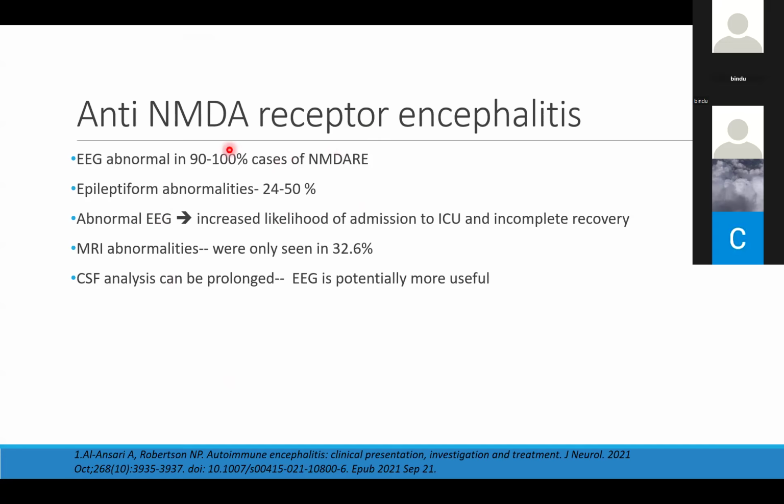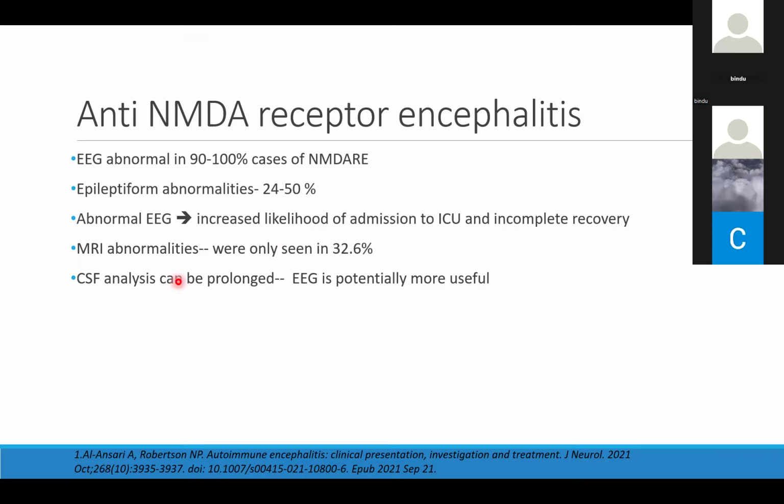And EEG is abnormal in 90 to 100% of cases of NMDA receptor encephalitis, according to studies. Epileptiform abnormalities may be seen in 24 to 50% of the EEGs. And an abnormal EEG can correlate with an increased likelihood of admission to ICU and an incomplete recovery.